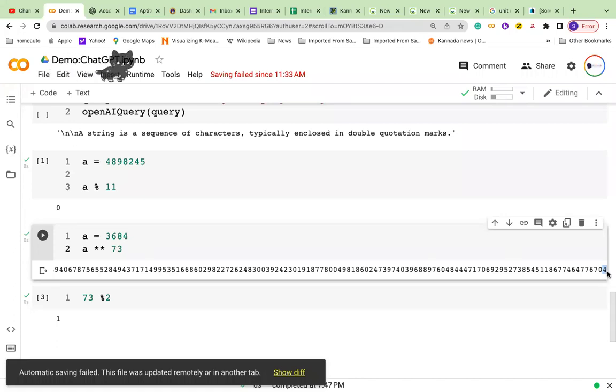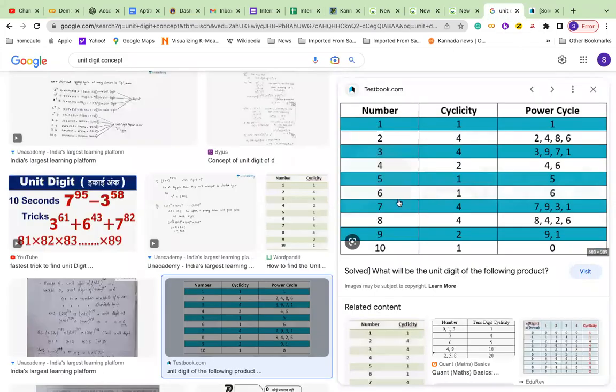The unit digit will be either 0, 4, or 6. If the modulus is 1, then it is a 4. And if it is 0 or 2, then I would have got 6. So this is the same thing I should be looking for. The cycle for 6 is 1. So if I am looking for the unit digit, there is no need to multiply.